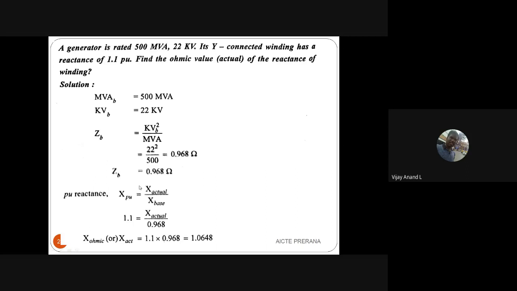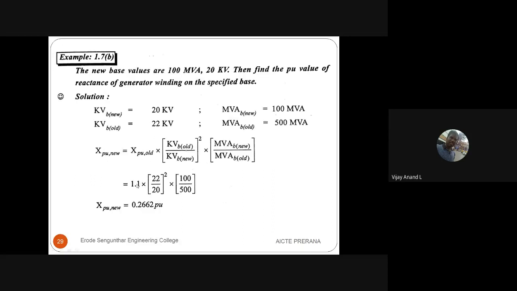Last problem, we have found the value of K_PU, that is 1.1. That value is substituted in this formula, that is 1.1 into (kV_B old value is 22 and the kV_B new value is 20) the whole square into MVA_B new value is 100 and MVA old value is 500. Finally we will get the final answer as X_PU new is equal to 0.2662 per unit. It's a continuation of the previous sum. Okay.